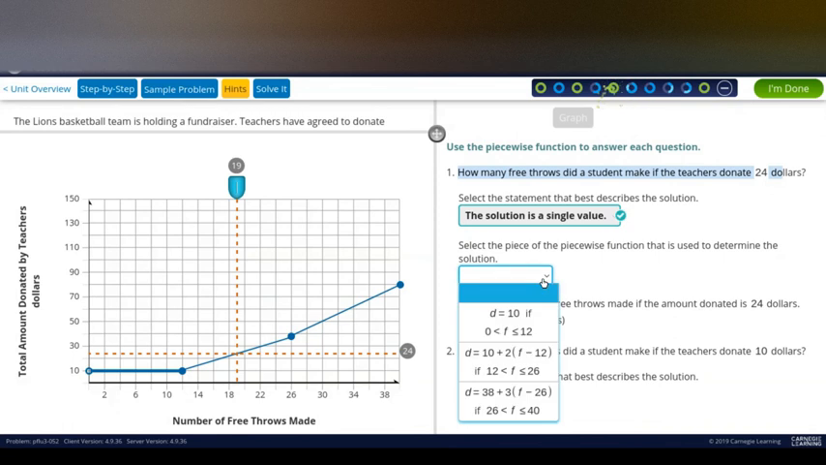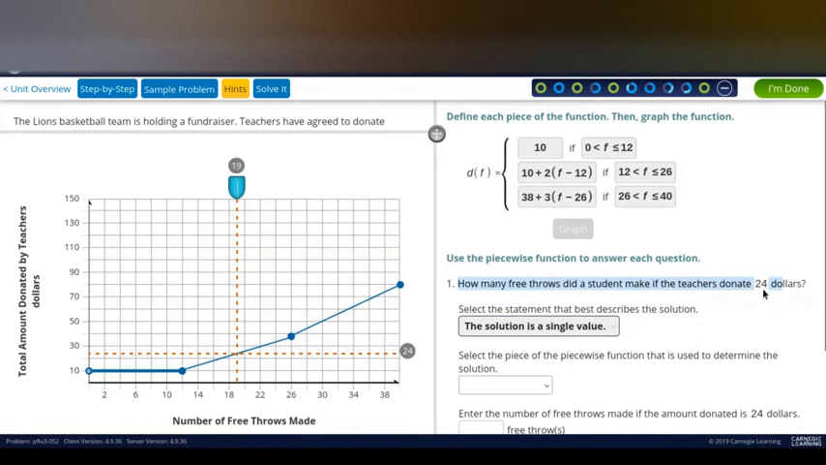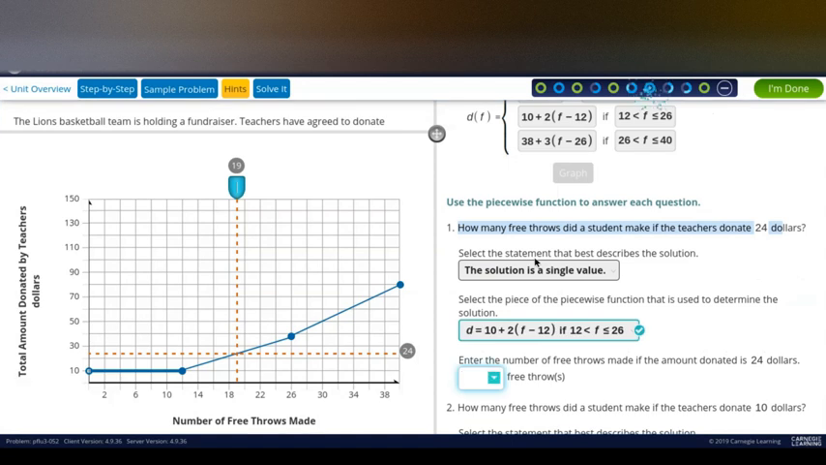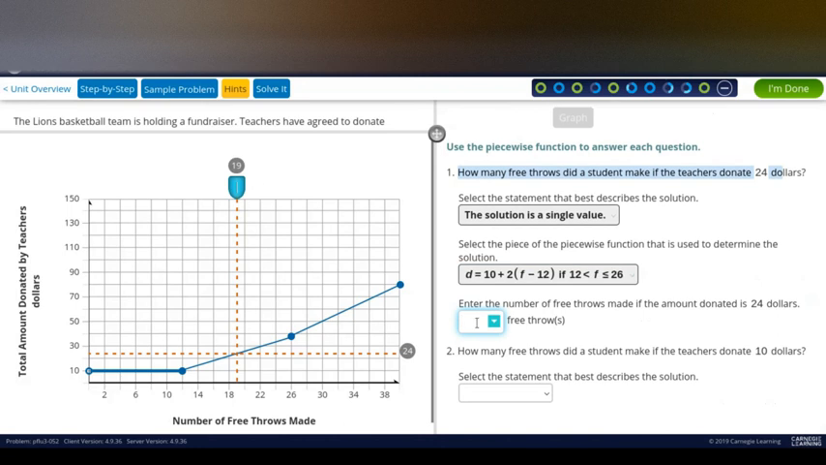This is going to refer to the domain where the teachers donated $24, which would be our second chunk here, our second equation between 12 and 26. So we're going to pick our second equation and domain. And then we are going to put in our answer. So if they donated $24, they would need to have made 19 free throws.